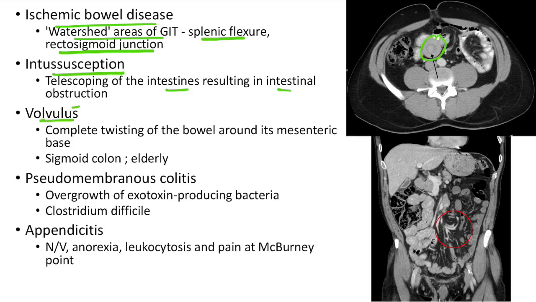And let us see about volvulus. It is complete twisting of the bowel around its mesenteric base. The most common site is sigmoid colon and it is common in elderly. This picture shows CT scan finding in a case of volvulus.